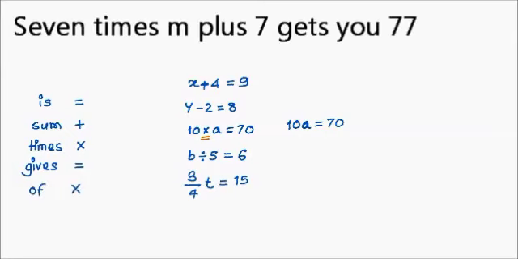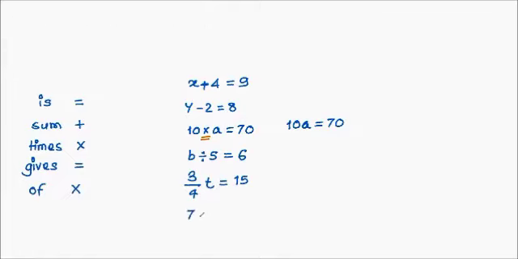7 times m plus 7 gets you 77. 7 times is multiplication. 7 times m plus 7, plus we know, plus 7 gets you or gives you is equal to 77. So gives or gets means equal to. So what is important in making an equation from a word problem?